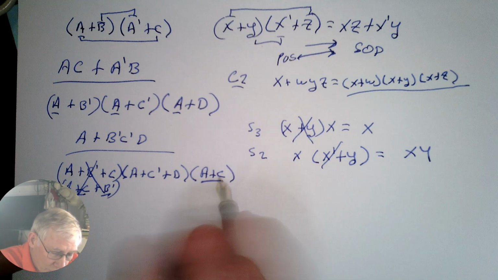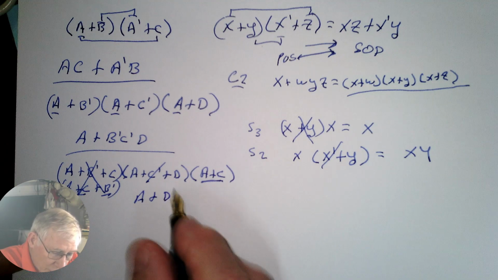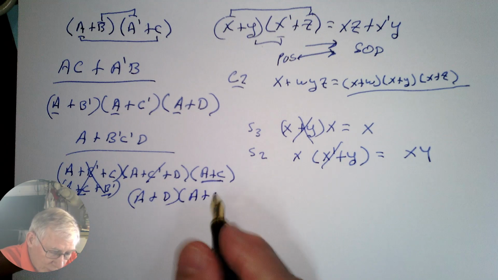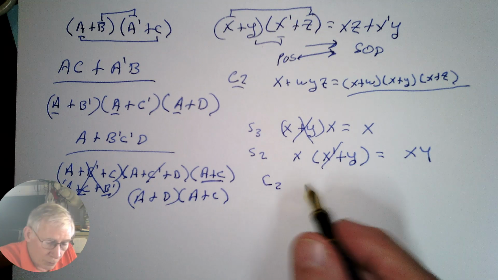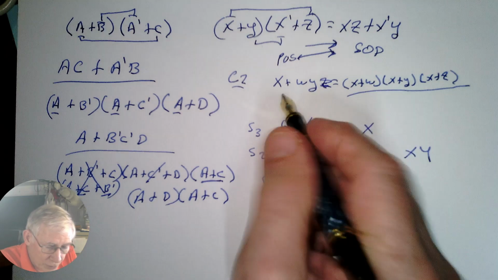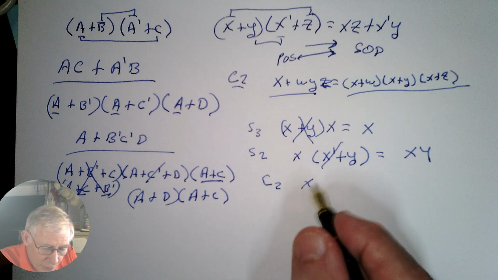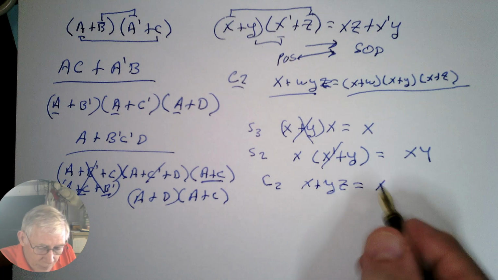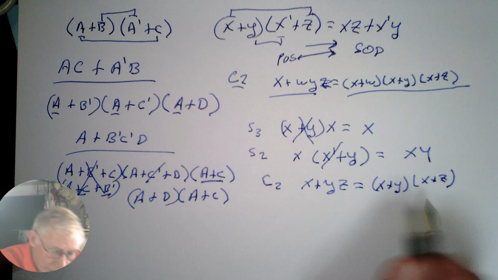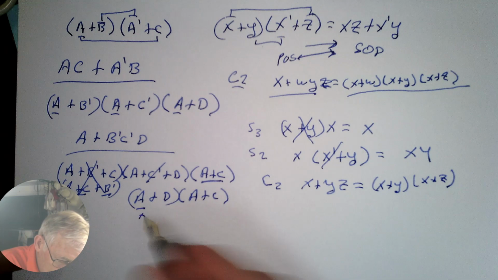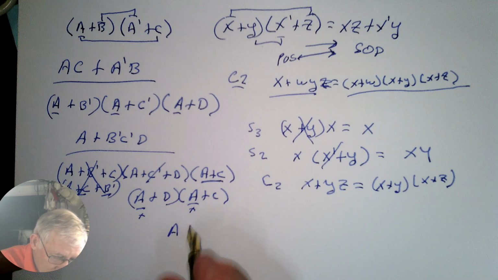In this case, we can drop this c prime, and that just leaves us (a plus d) quantity times (a plus c). Now we use conversion 2 again, not the corollary here, just x plus yz equals (x plus y) quantity times (x plus z). And so we have a will be our x, and d and c, so that's just going to equal a plus cd.